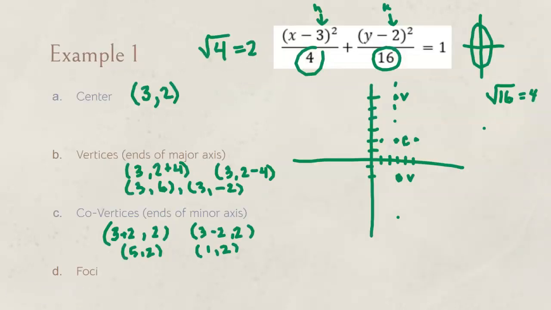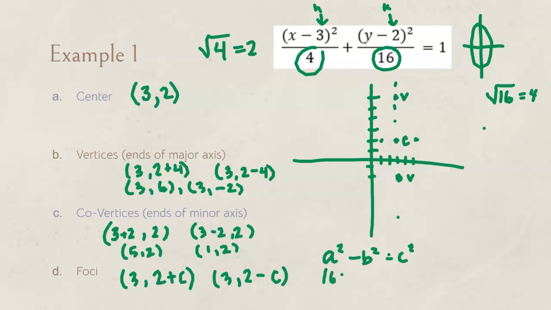The foci, that's the one where we have to do a little bit of math. We do know that the foci are going to be on the major axis, so that means they're going to have an x-coordinate of 3, and the y-coordinate is going to be the y-coordinate of the center plus and minus c. In order to figure out c, I'm going to remember that a squared minus b squared is going to give us c squared.